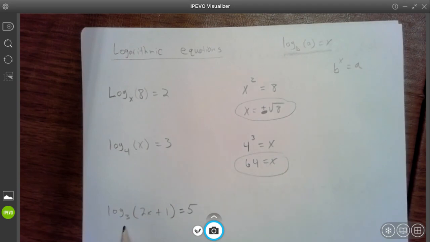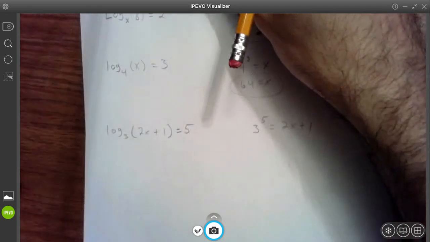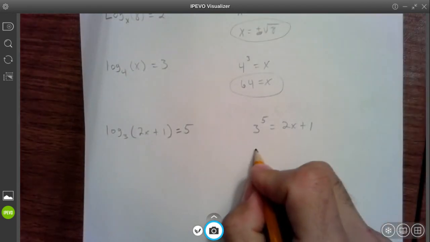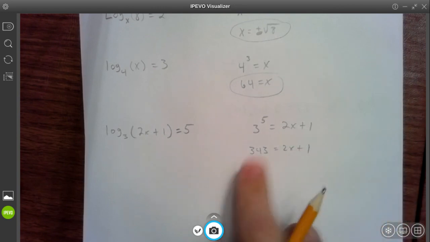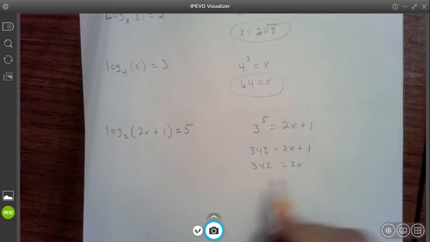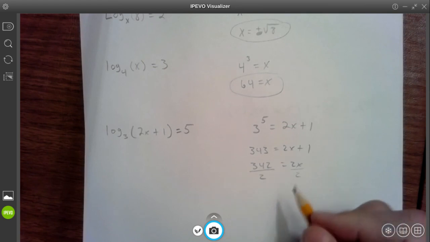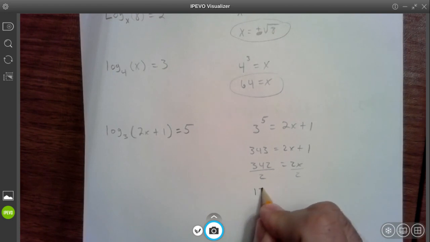If I did the same thing here, it would be 3 as my base to the fifth power is equal to 2x plus 1, and then you just have a short linear equation that you would have to solve. 3 to the fifth power is 243. Subtract 1 from both sides, and then you're going to divide by 2. What is that? 150 plus 21, 171. Yep. You get 171 is equal to x.